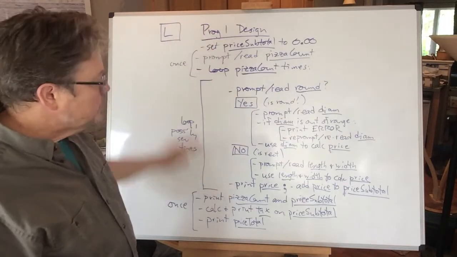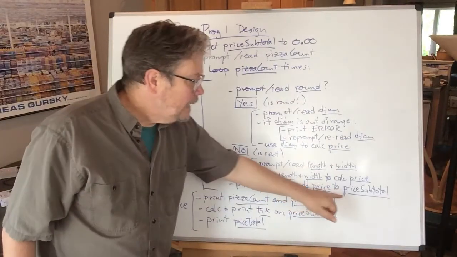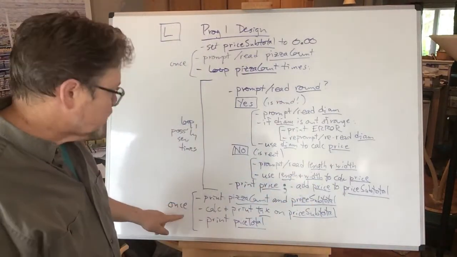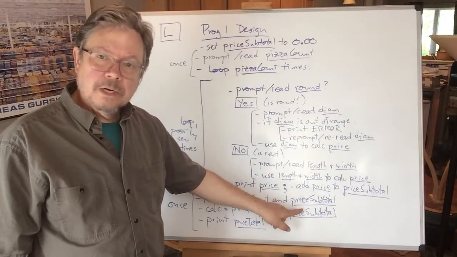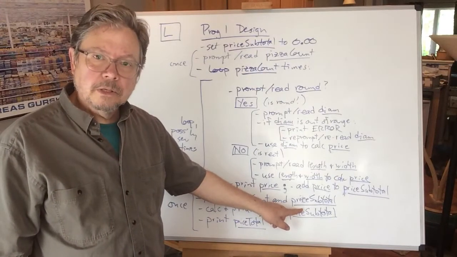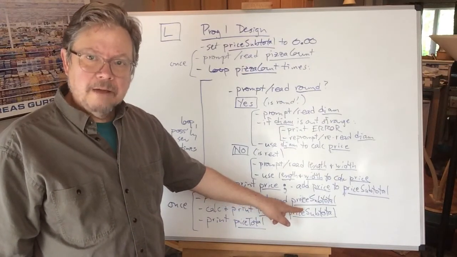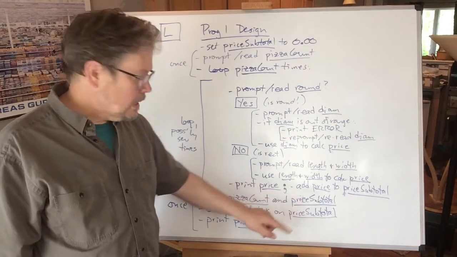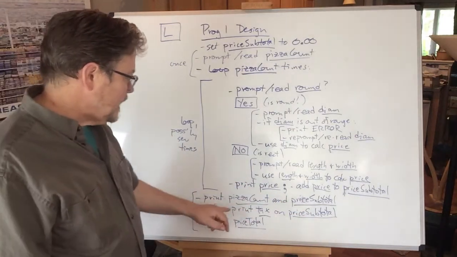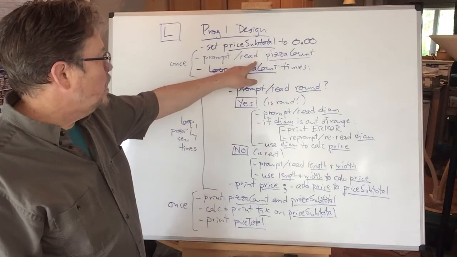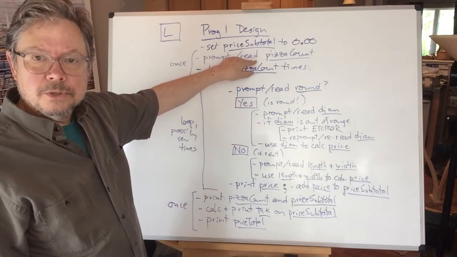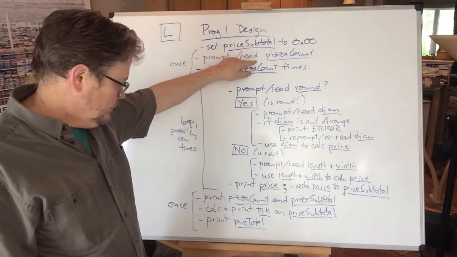But when we're finished with the loop, if we've done this every time, add the price to the price subtotal, then by the time we fall out of the loop, this is already set. There's no more calculation to do. We'll already have the price subtotal. By the time we finish the loop, we can print that out. We can print out the pizza count. We had that on day 1 way up here. We asked the user to type in how many pizzas they wanted.